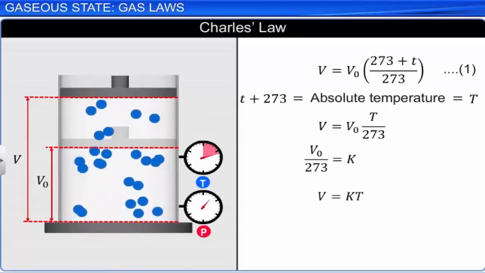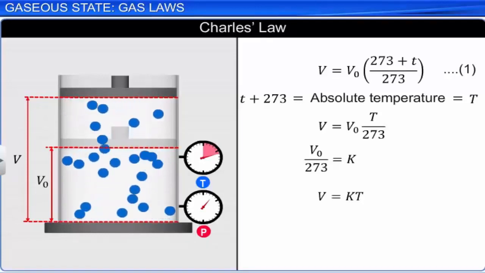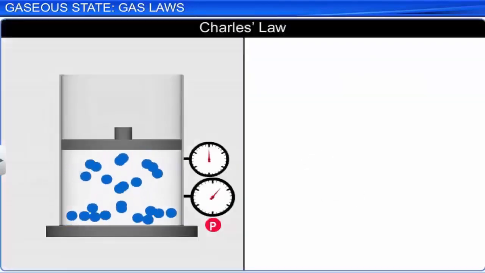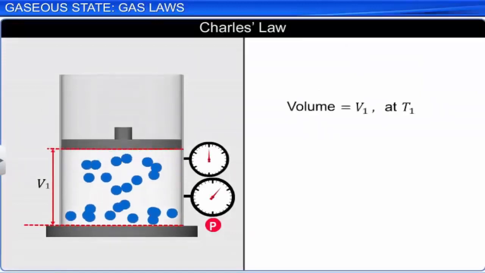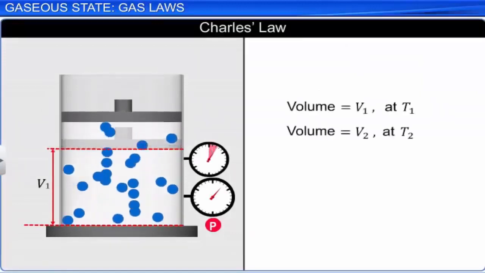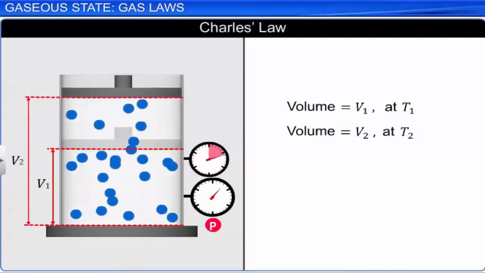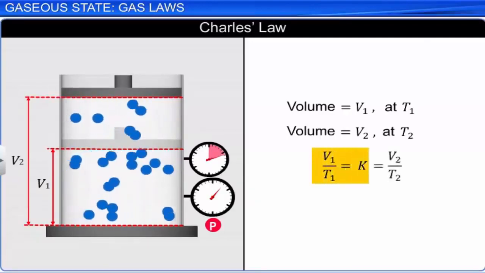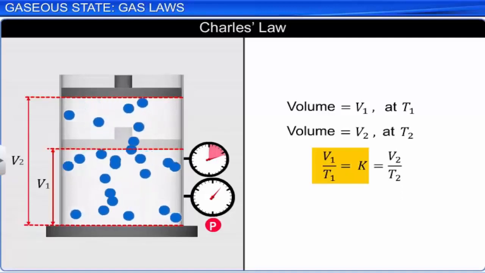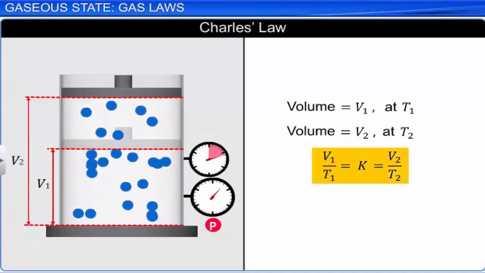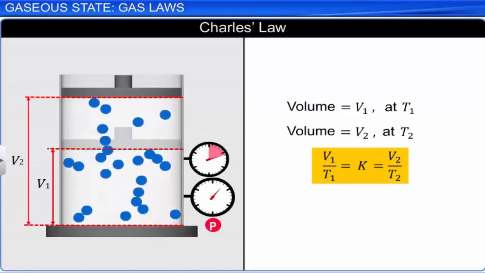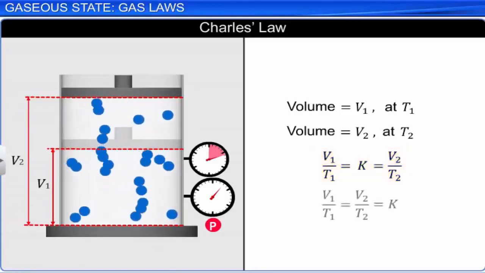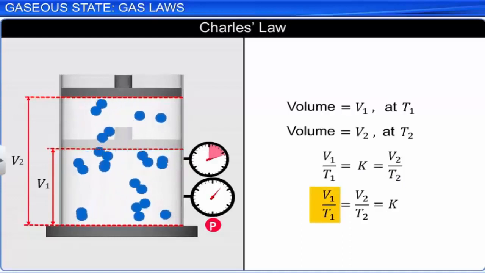If a given gas occupies volume V1 at T1 temperature and volume V2 at T2 temperature, then by Charles' law, V1 by T1 is equal to constant K, which is in turn equal to V2 by T2. Therefore, the equation can be written as V1 divided by T1 is equal to V2 divided by T2 is equal to K. This is called the Charles' law equation.